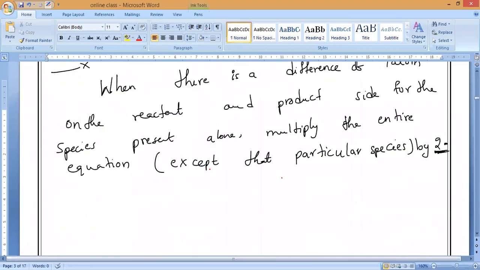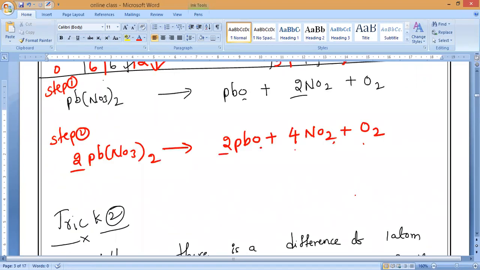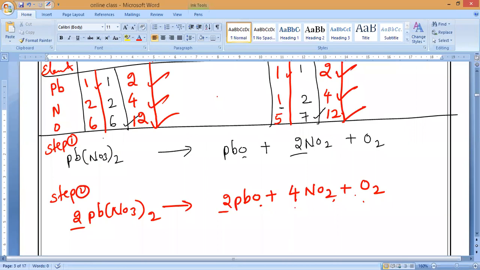So what is this trick number 2? When there is a difference of one atom on the reactant and product side for the species present alone, then multiply the entire equation by 2 except that particular species. Clear, everybody? Yes, please respond.